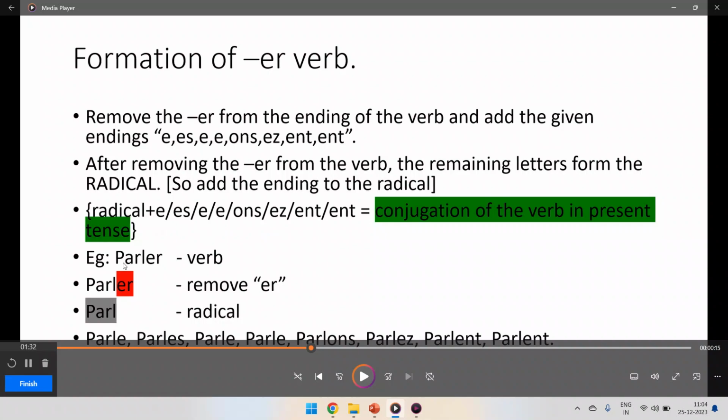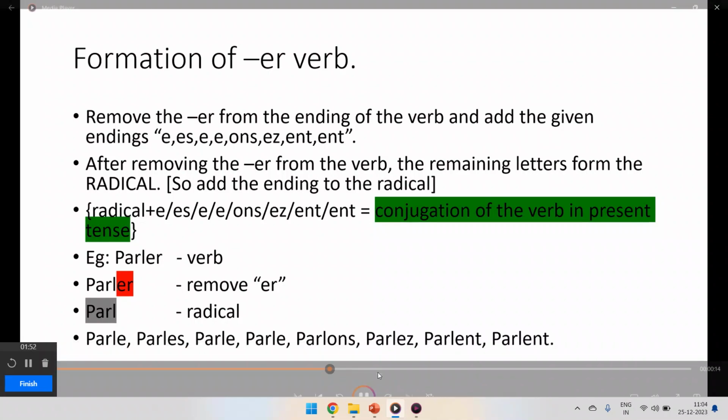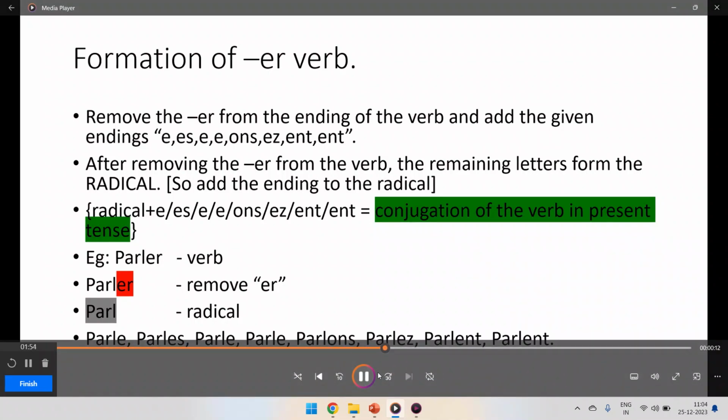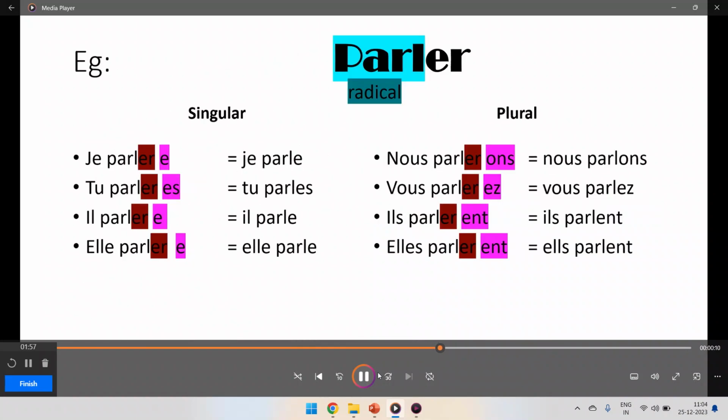For example, here I have taken the verb parler, which is an ER verb. I am removing the ER from the verb, so PARL becomes the radical of the verb. So as I have already said, I am adding the endings to the radical as shown. Okay. Parler means to speak, and parl is the radical.